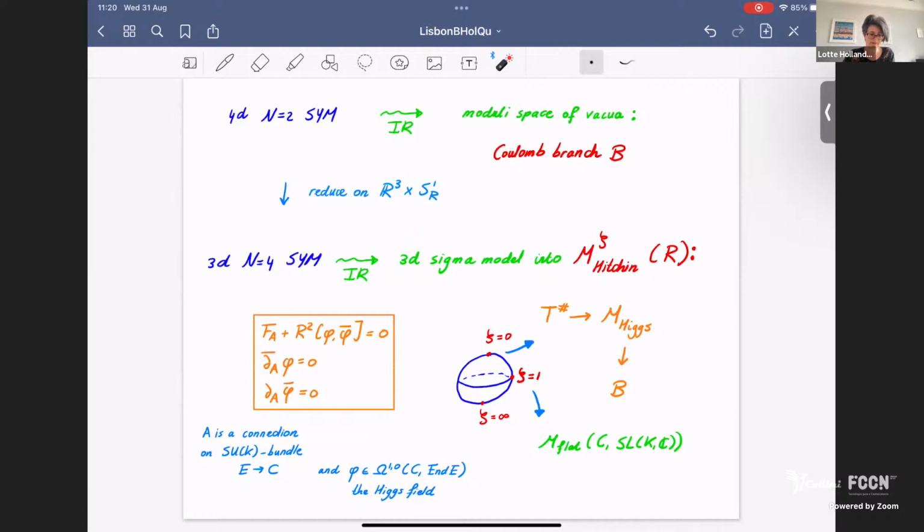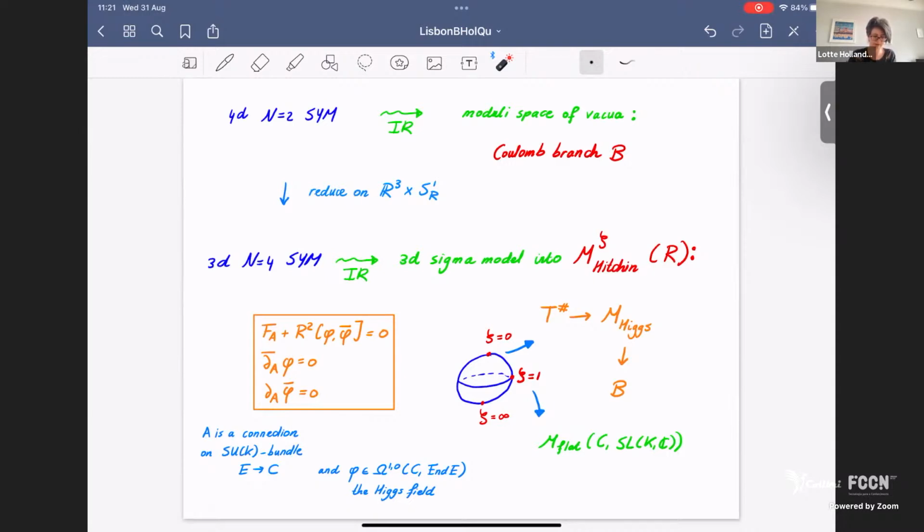So these four-dimensional theories, we could place them in the background R^3 times a circle, where the circle has a radius R. That means we end up in 3 dimensions with an N=4 theory, which in the infrared at low energies may be described as a 3-dimensional sigma model into a certain moduli space. And for these N=2 theories of class S, this moduli space is the Hitchin moduli space.